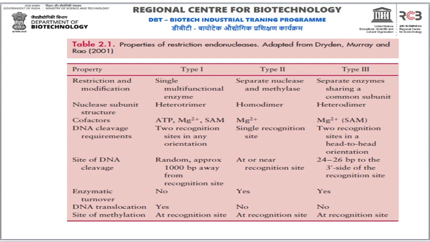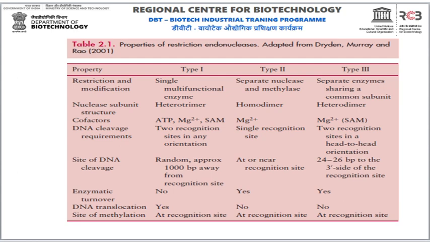Next is the DNA cleavage requirement. Type 1 needs two recognition sites in any orientation, whereas type 2 restriction enzyme has only a single recognition site, and type 3 needs two recognition sites which should be located in head-to-head orientation. So for type 1 there is no restriction; the two sites might be in any orientation. But for type 3 they need two recognition sites, and they should be oriented in head-to-head fashion.